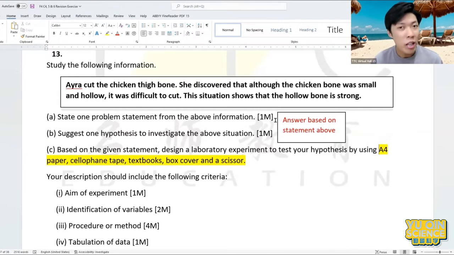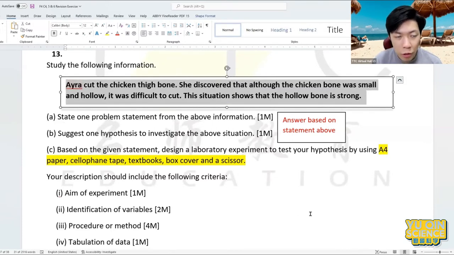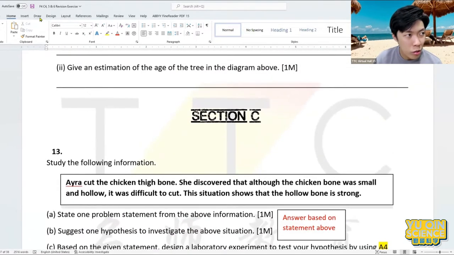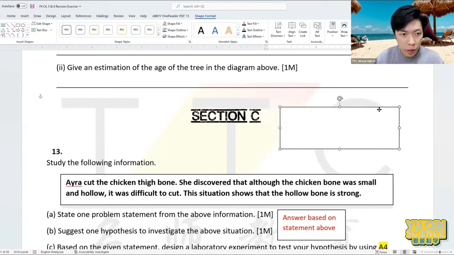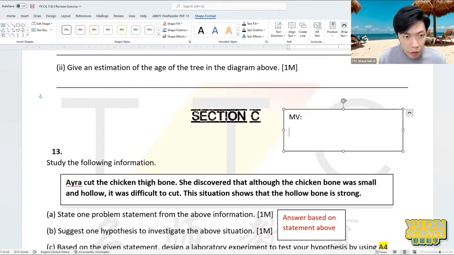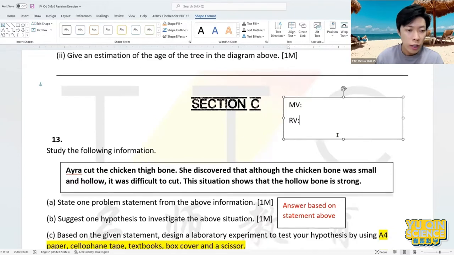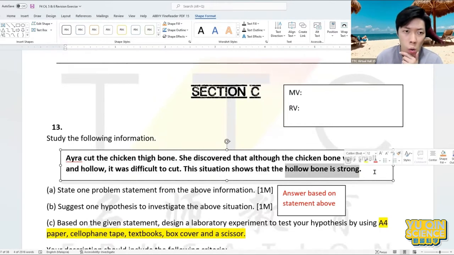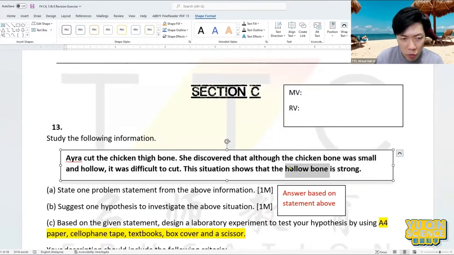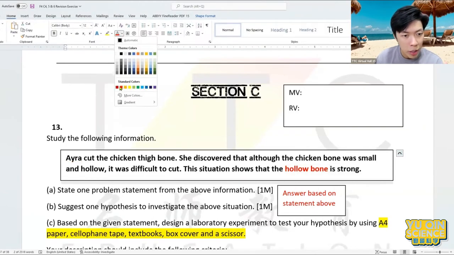Okay, first step, everybody, we try our best to find out the manipulated and responding variable. Those are the two things you want to figure out before you start the experiment. So I try to find out my MV and my RV. Now the story could give you a little bit of a hint. The situation shows that hollow bone is strong. So we are comparing hollow bone versus compact bone. That was the original experiment. So my manipulated variable is about hollow bone and compact bone. Let's highlight this manipulated in red color.